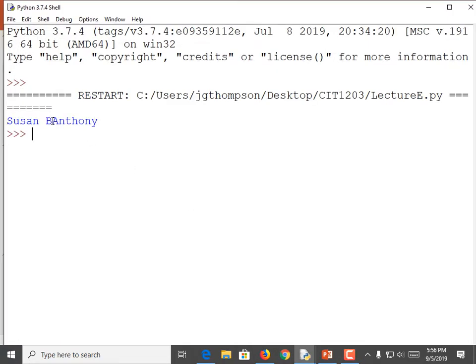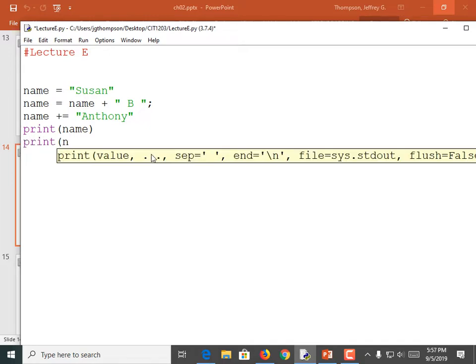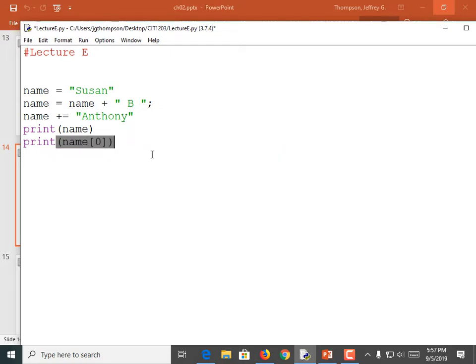All right, so Susan Banthony. Nah. So I'd either need to stick the space there, or I could stick it there. Either's fine. Well, I'm curious about what her first initial is. That implies that I'm going to try to figure out what her last initial is, but I'm going to just play with that idea. So I'm going to print parentheses name square brace 0 square brace in parentheses. That's going to print out an S.